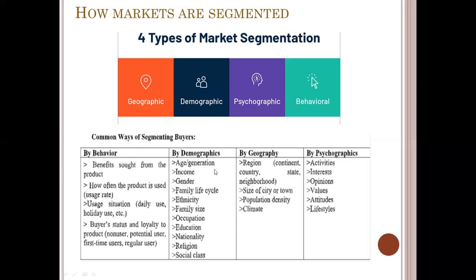We also have here segmenting by demographics. We have here a list: age, generation, income, gender, family life cycle, ethnicity, family size, occupation, education, nationality, religion, and social class. We segment buyers by their personal characteristics, and that is what is listed below and also on the table. Demographics are commonly utilized to segment markets because demographic information is publicly available in databases around the world.